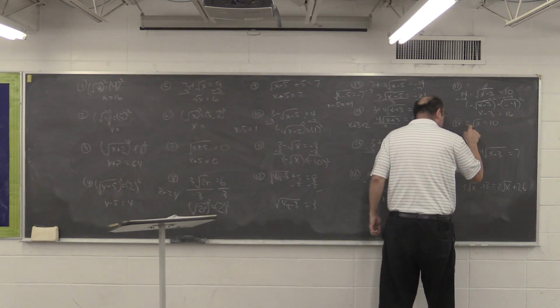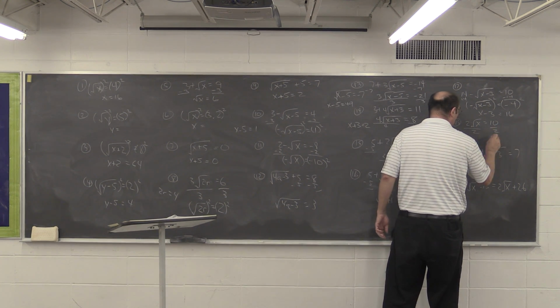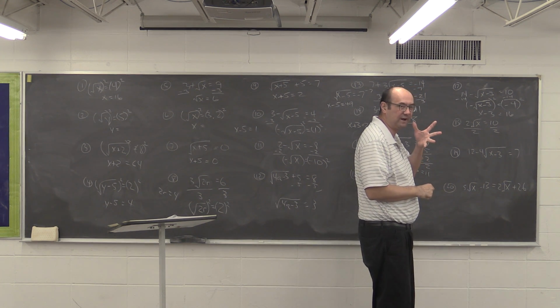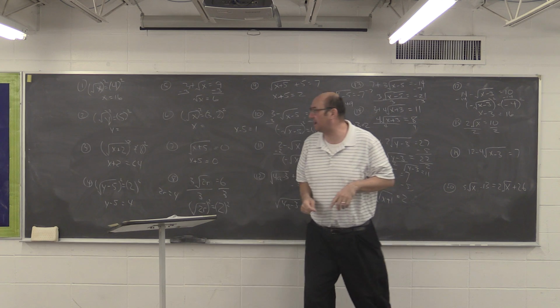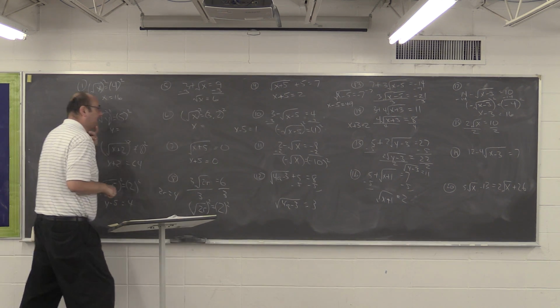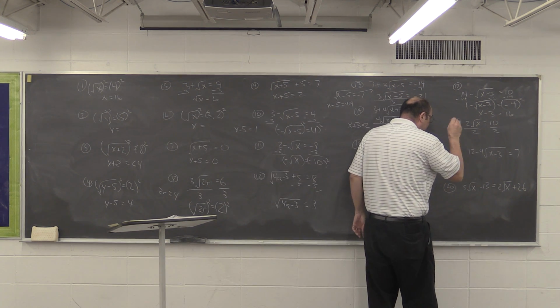Number 18, this 2 is in the way, it is not under the radical. We divide both sides by 2, then square root of x is equal to 5, and then we square both sides, and it might look like that, all right? Except it's a different letter. You can do it, put your mind to it, all right?